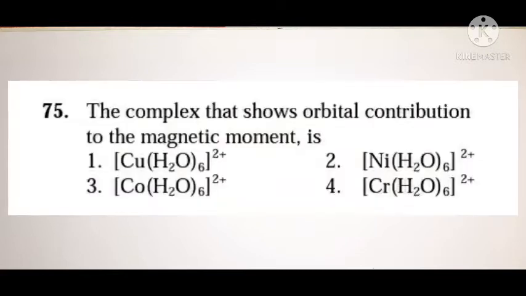Now we move towards our next question, and see, it says the complex that shows orbital contribution to the magnetic moment is, and we have 4 options. So friends, in this question you must find which complex shows orbital contribution in its magnetic moment value. And this question is coming for 4 marks. That means this question is also related to your part C. Okay. So let's do the solution of this question.